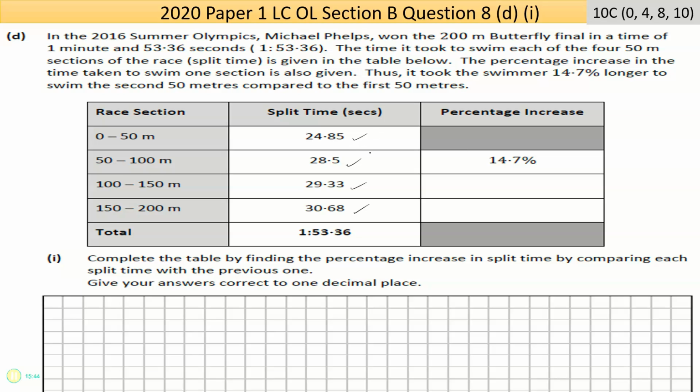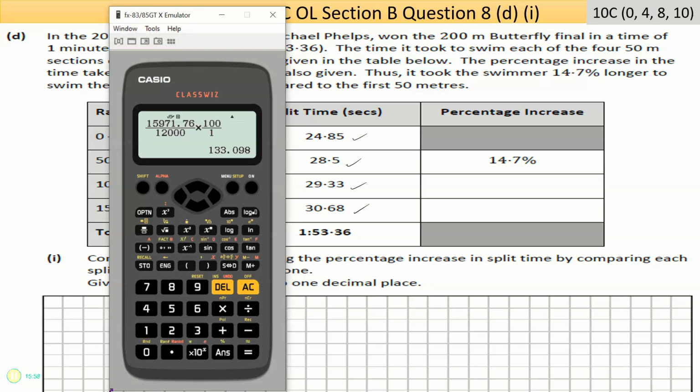Now, if you were looking at this one, let's just test it. If I have 28.5 divided by 24.85 multiplied by 100, do I get 14.7? So you're just kind of testing the logic here to see, does it work.